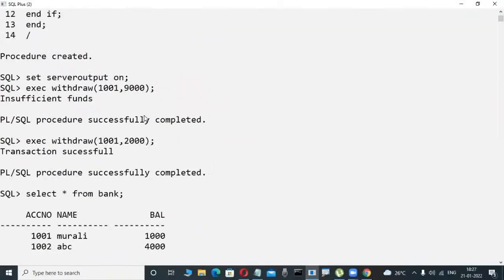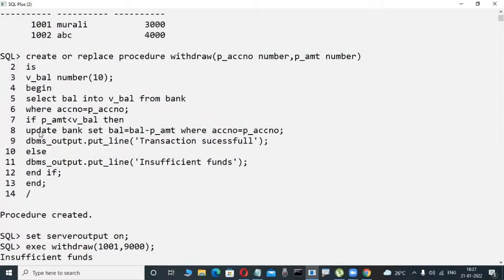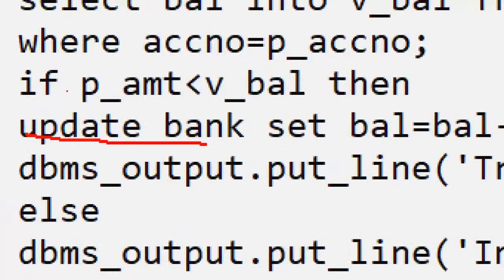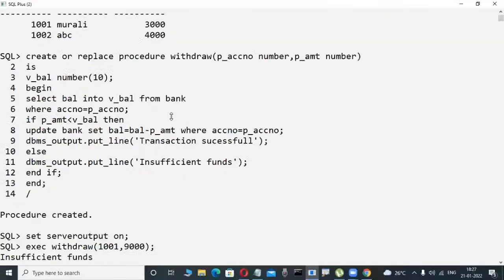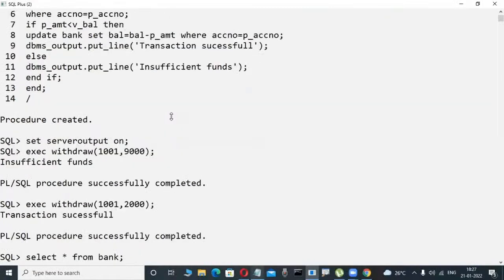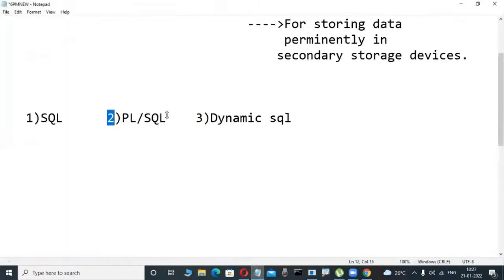You are a programmer, you are writing code in an update. Update is an SQL command only. If condition is a PLSQL command. That's why you need some language knowledge. With this type of PLSQL coding knowledge, then only you can write real-time applications: OTP validations, bus ticket reservation, anything. So many applications are there, but a little bit of knowledge is required. Okay, understood?